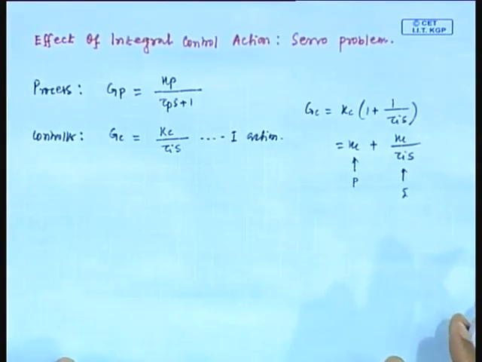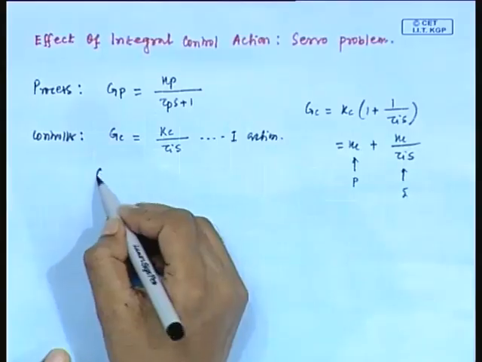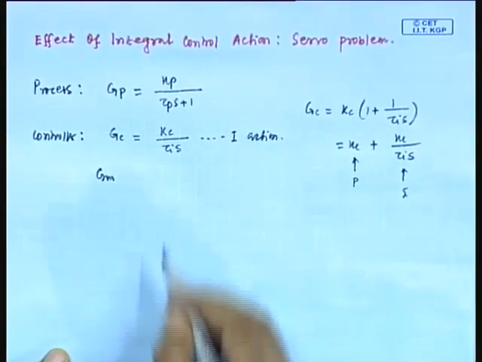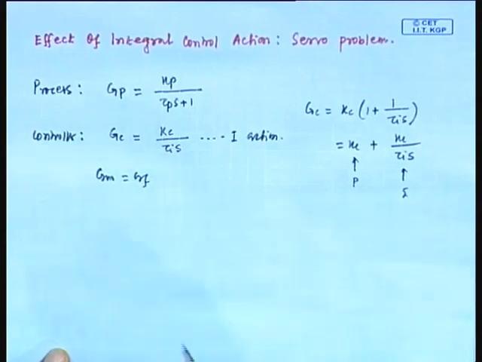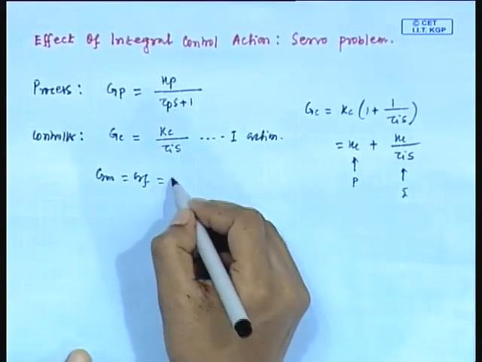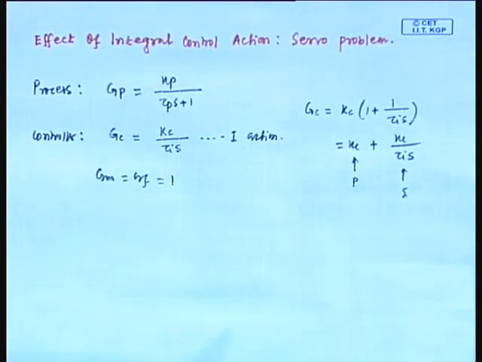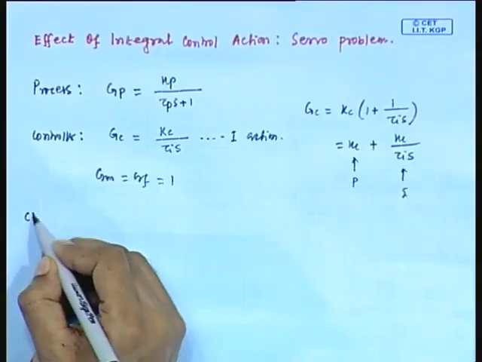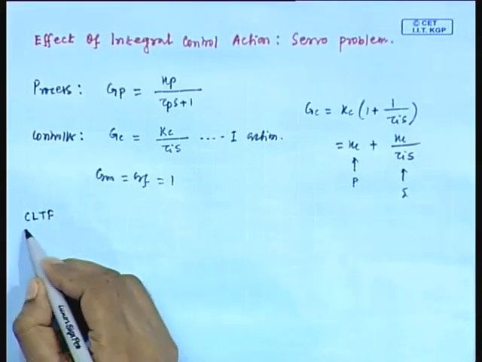And for simplicity we will consider the transfer function of measuring device and the transfer function of final control element, both are unity. That means Gm and Gf equal to 1. Now we will try to develop the closed loop transfer function substituting all these individual transfer functions. In the next we will develop the closed loop transfer function.